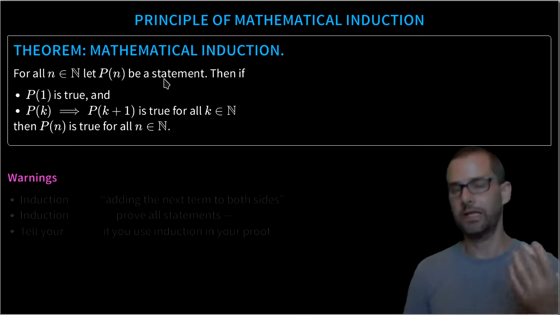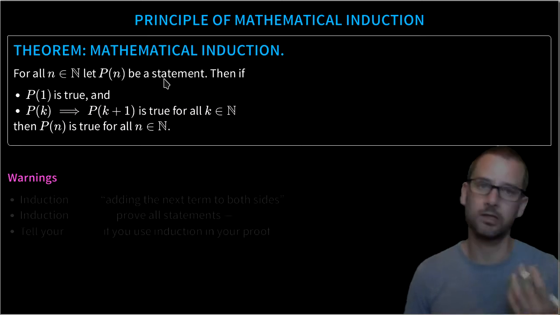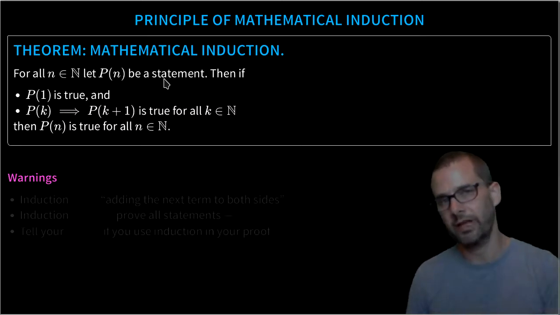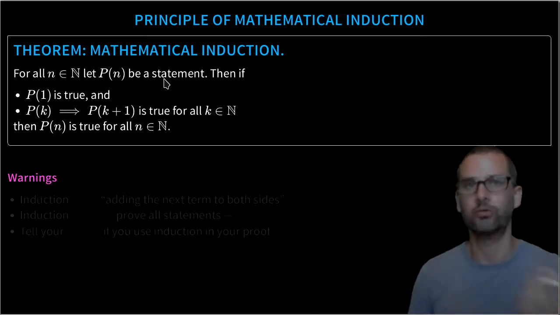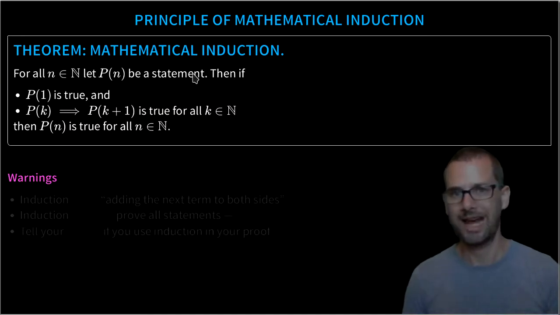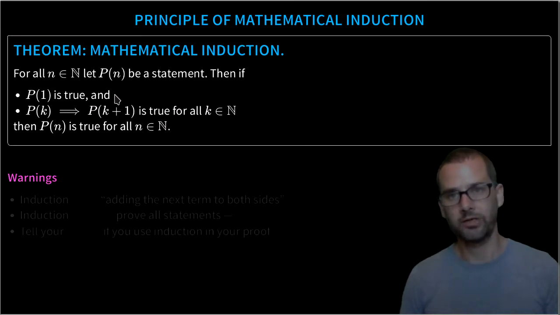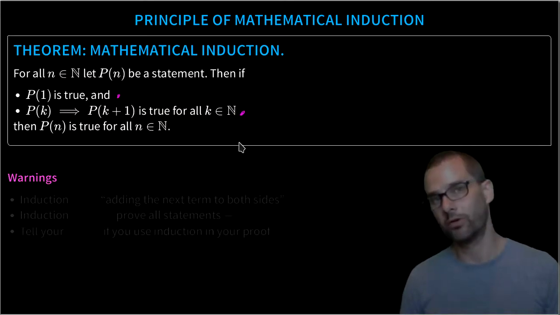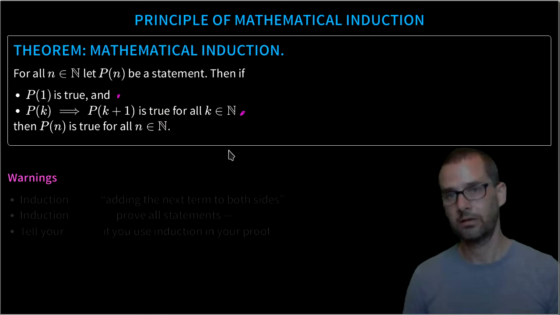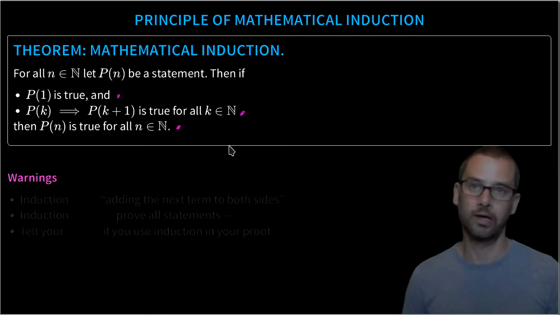Let's make sure we're dealing with a set of open sentences which, if I stick in values of n, they actually become statements. They're true or false. Okay, so this is really just a technical requirement. But let P(n) be a statement for all values of n. Then if P(1) is true, so that's the base case, and P(k) implies P(k plus 1) is true for all k in N, then P(n) is true for all n.